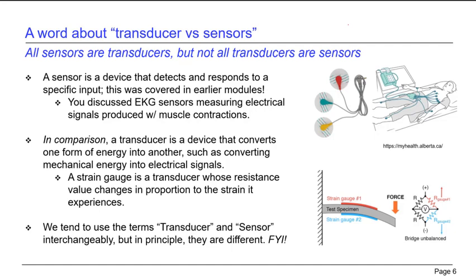Most often people clinically look at lead 2, but a more comprehensive system is one that I think you explored previously. In comparison, a transducer is a device that converts one form of energy to another, such as converting mechanical energy into electrical signals. So for instance, a strain gauge is a transducer whose resistance value changes in proportion to the strain it experiences. We tend to use the terms transducer and sensor interchangeably, but in principle, they're slightly different. This is just FYI.